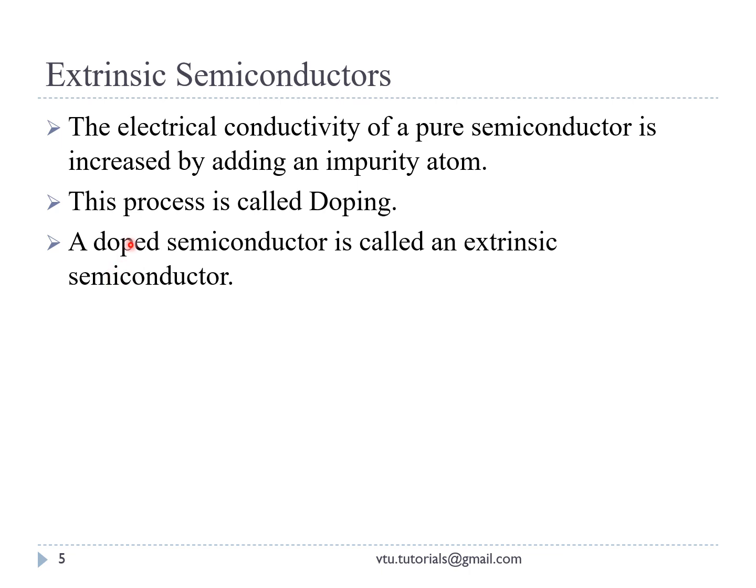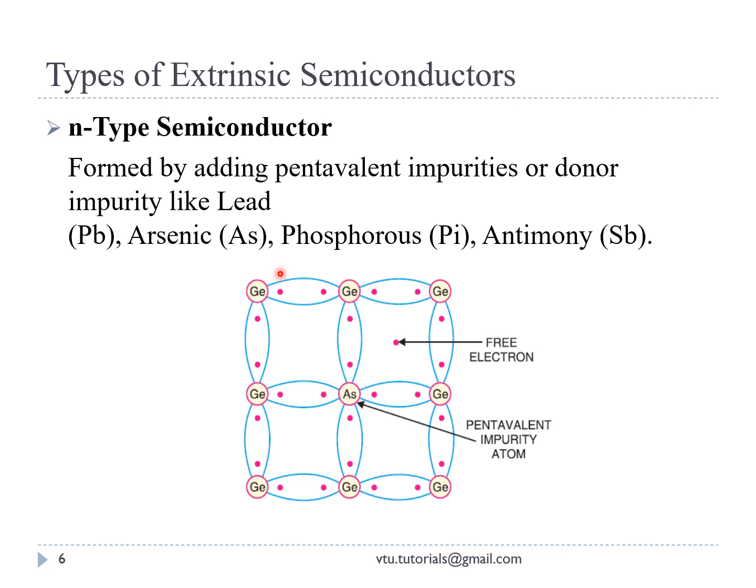The process of adding an impurity atom is called doping, and the result is called an extrinsic semiconductor. In this extrinsic semiconductor, we can vary the conductivity by adding the impurity atoms, depending on the quantity of the impurity atoms we add. Due to the process of doping, we have two kinds of extrinsic semiconductor: an N-type semiconductor and a P-type semiconductor.